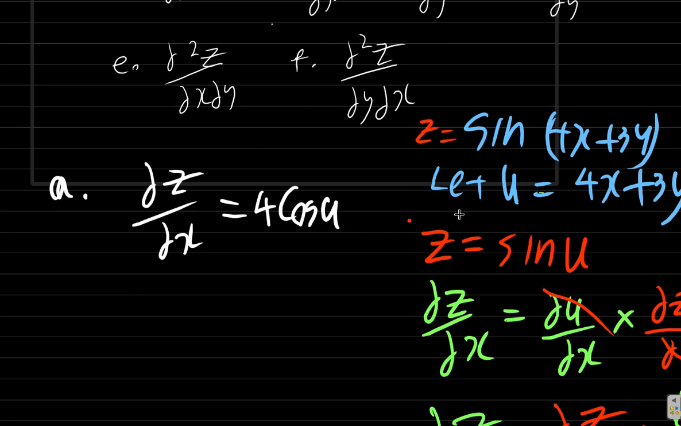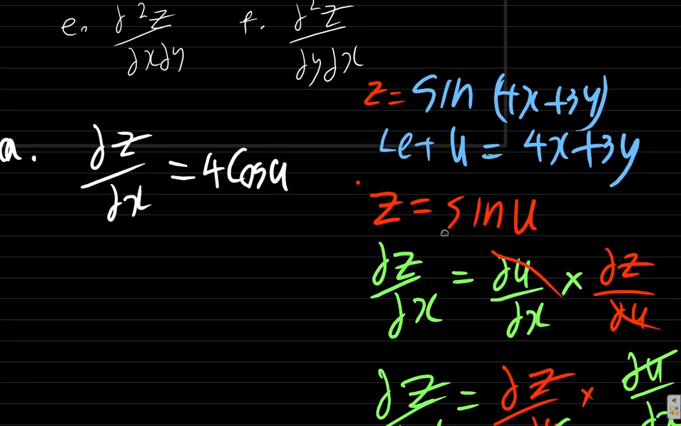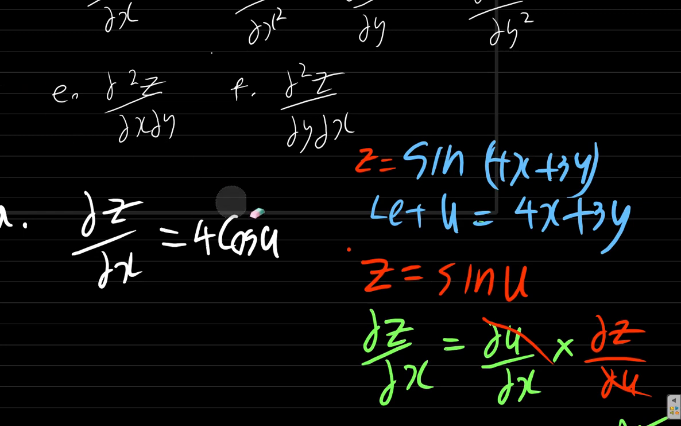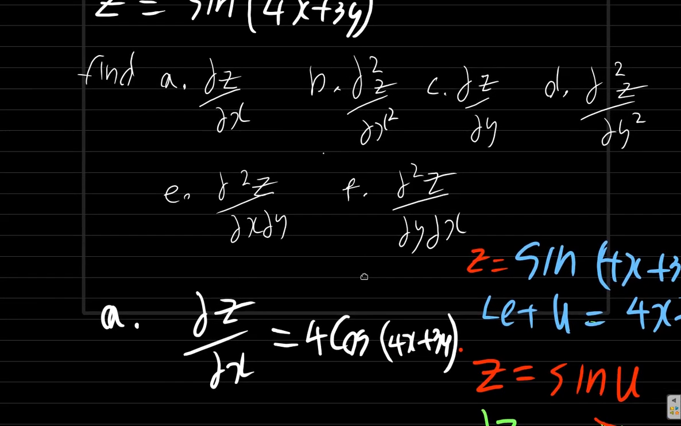Now, the answer here would be 4 cos u. But remember, you didn't have any u in it. I am the one who went ahead and put in the u. What was u again? U was 4x plus 3y. The only letters were x and y. So we have 4 cos of 4x plus 3y. So this is ∂z/∂x.